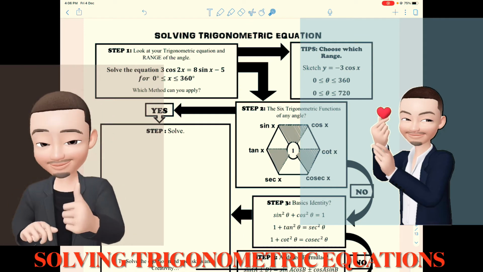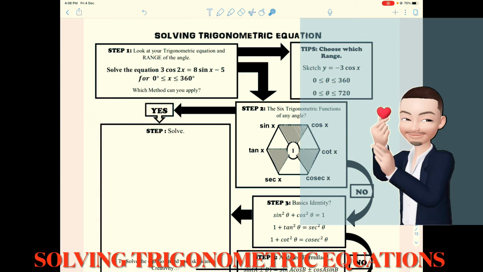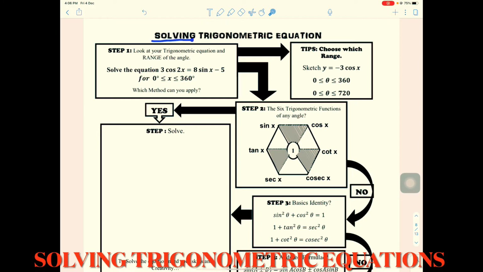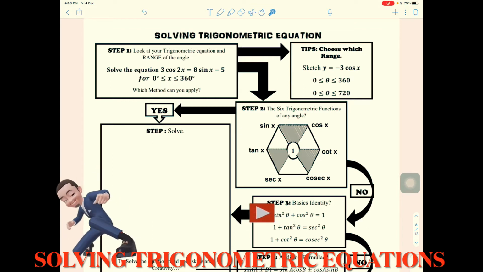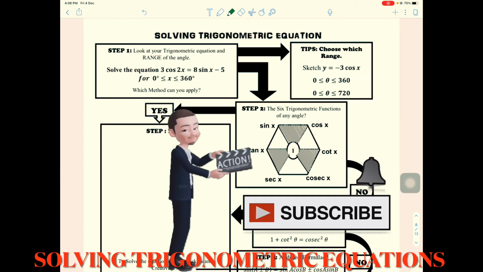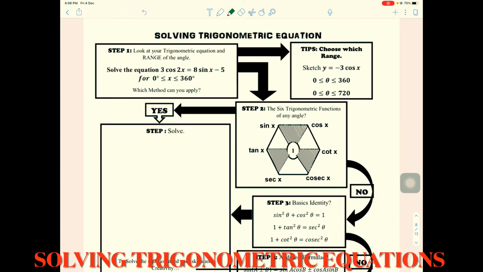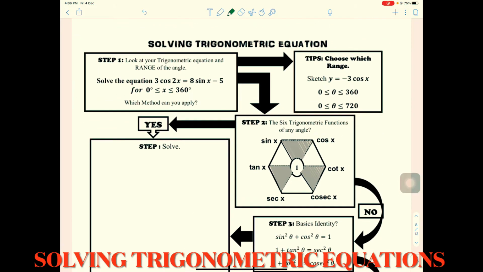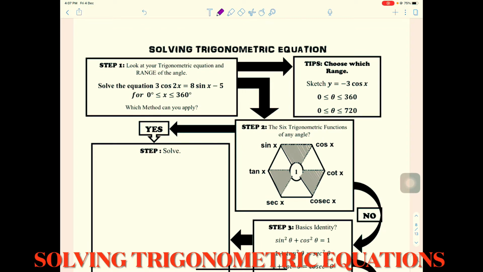Okay, now let's discuss the basic skill and example question of solving trigonometric equations, a subtopic of trigonometric functions. Let's discuss the example question by using the flowchart method. So let's continue with step 1.